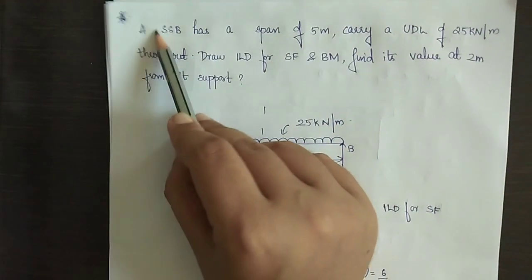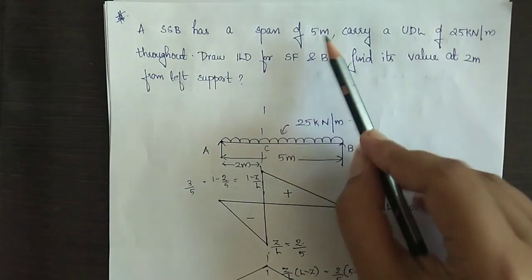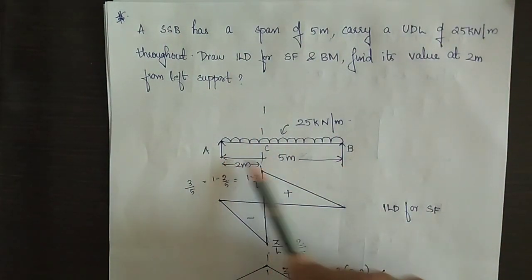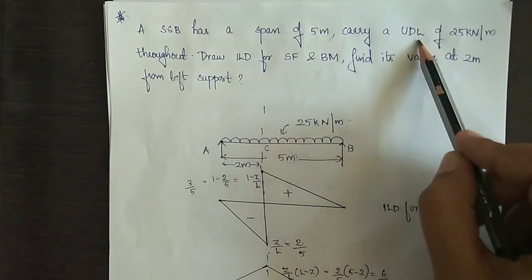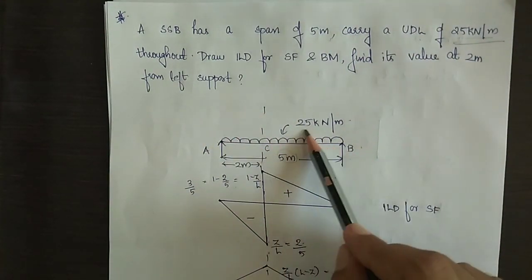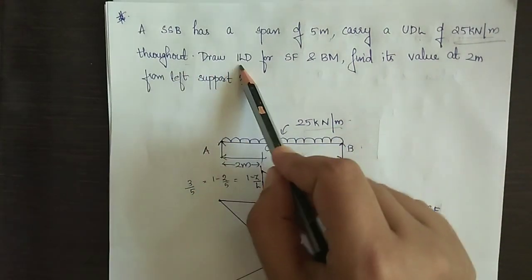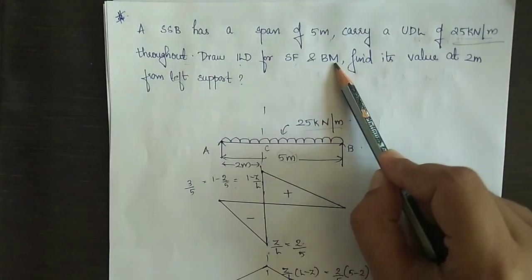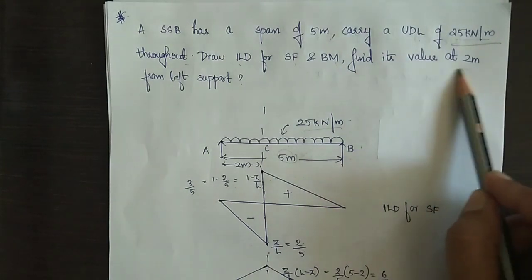A simply supported beam has a span of 5 meter. Here I have drawn a simply supported beam AB of span 5 meter, carrying a UDL of 25 kN per meter throughout. UDL is drawn. Draw ILD for shear force and bending moment. Find its value at 2 meter.